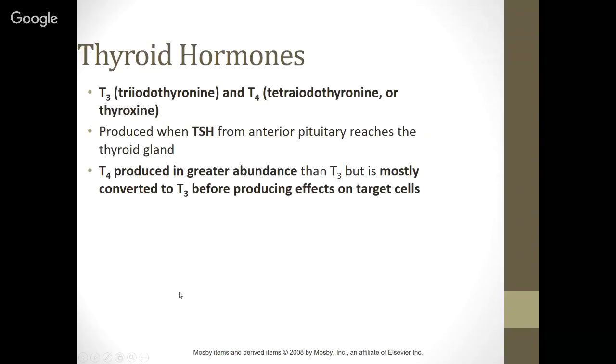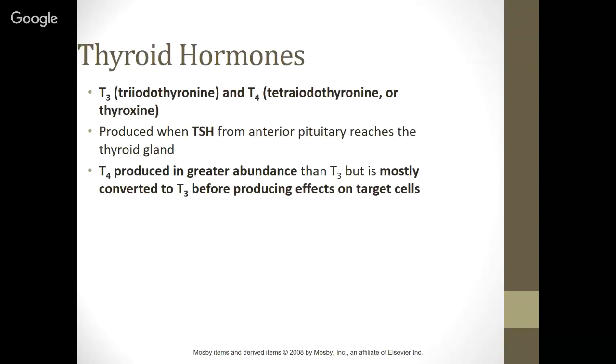All right, there are several thyroid hormones. There's T3, which is triiodothyronine. It has 3 iodine molecules on it. And then there's T4, which is tetraiodothyronine or thyroxine. Thyroid hormones are produced when TSH, or thyroid stimulating hormone, from the anterior pituitary reaches the thyroid gland.